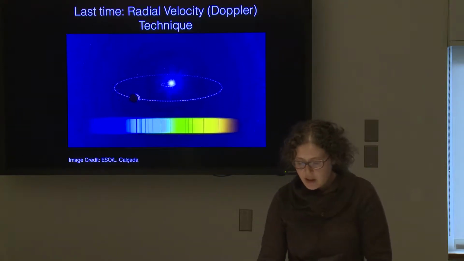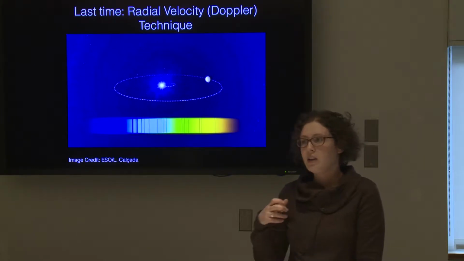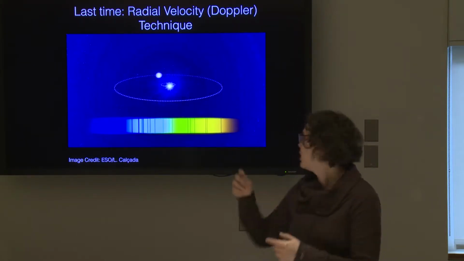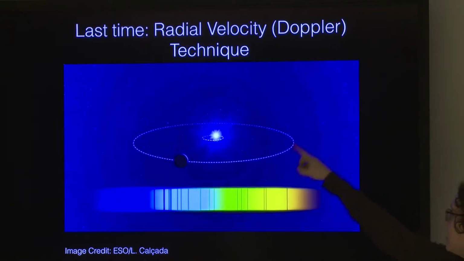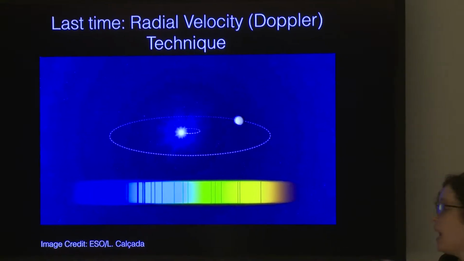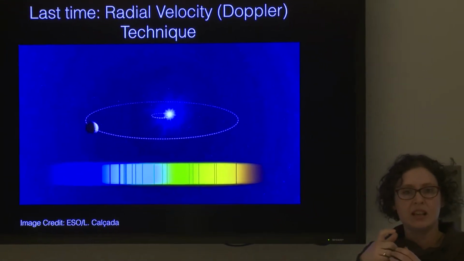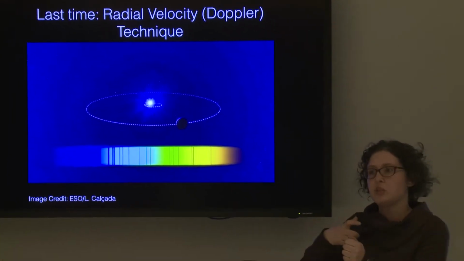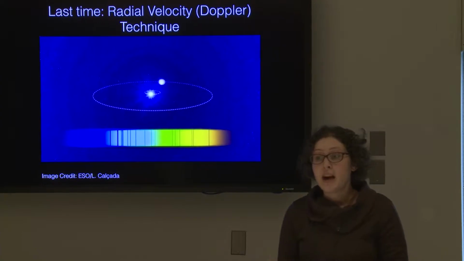So last time Eric told you about the Doppler technique. That's where you detect the radial motion of the star. Not only is the planet orbiting the star, but the star is doing its own little orbit around the center of mass. And by looking at the spectral lines, we can see Doppler shifts that tell us if the star is moving towards or away from us. And this gives us the mass of the planet.